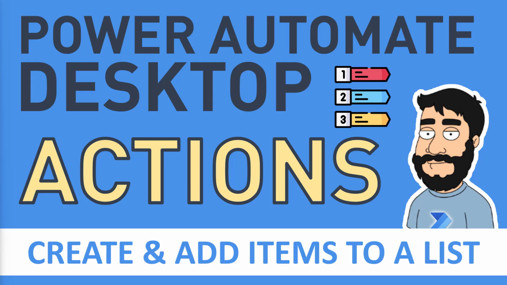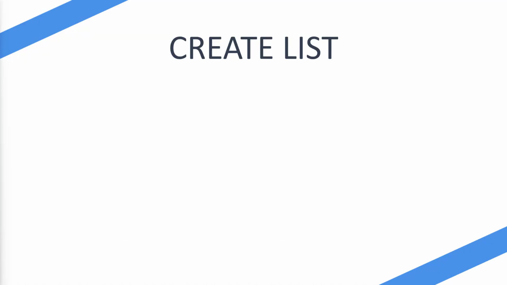Hi and welcome to another video by me, FlowJo. Today we're going to be looking at Power Automate Desktop Actions, and we're going to be looking at how to create a list and add items to a list. So firstly we're going to look at the action create list.